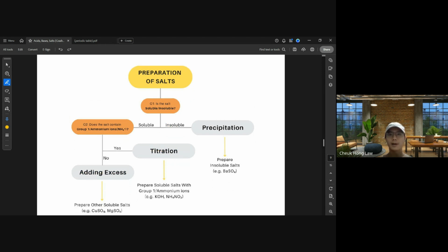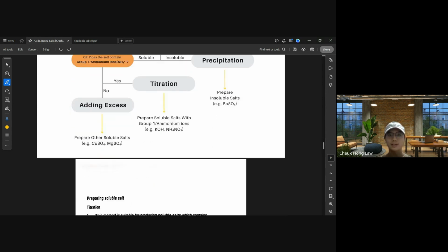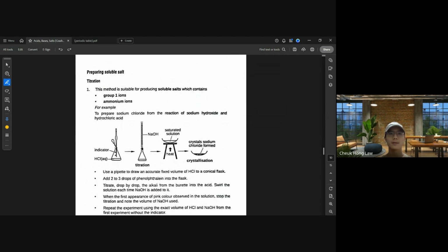I repeat again. If the salt is insoluble, you use precipitation. If it's soluble, you ask, does it have group 1 or ammonium ions? If it has, you use titration. Group 1 is like your potassium, and your ammonium. Then if it doesn't, if it's copper, magnesium, anything not from group 1, then you use any excess.